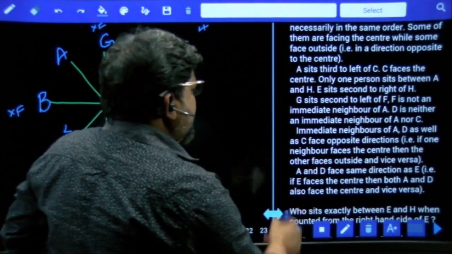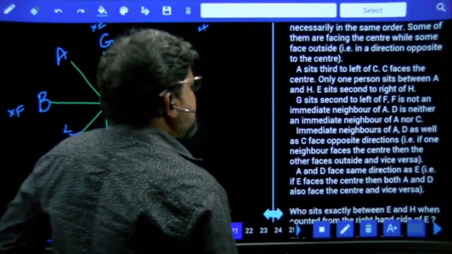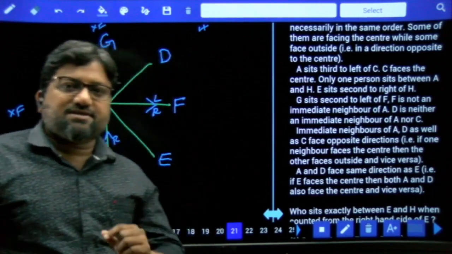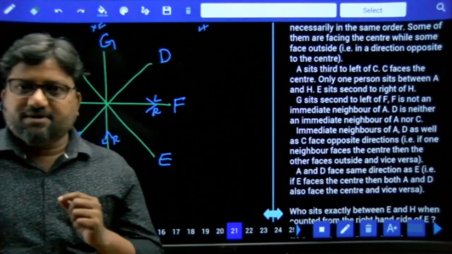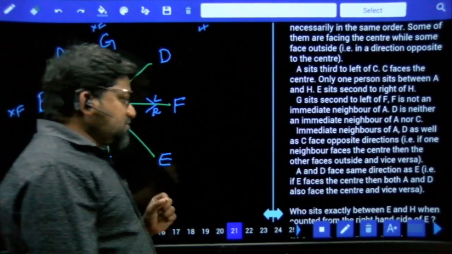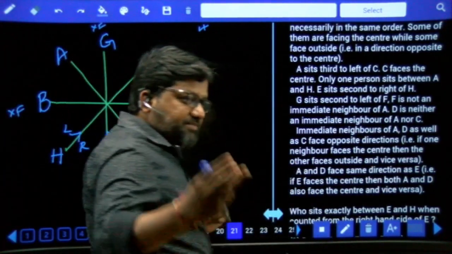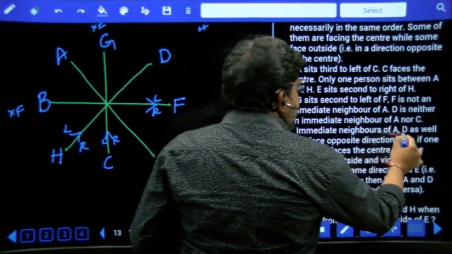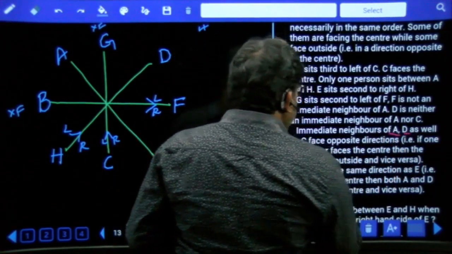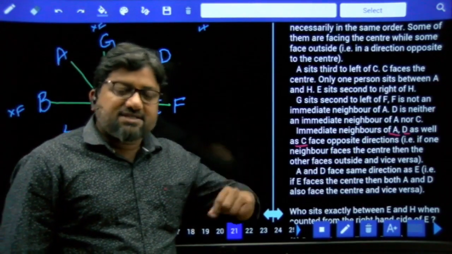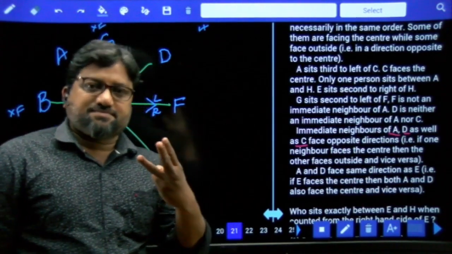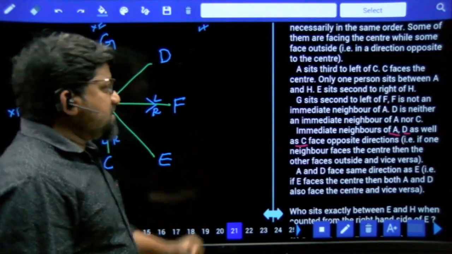Next point: immediate neighbors of A, D as well as C face opposite directions. Please understand this clue. If you don't understand this clue, it's impossible and you will not get the answer. He's talking about the immediate neighbors of three persons. Who are those three persons? A, D and also C. Immediate neighbors of A, D as well as C, face opposite directions.